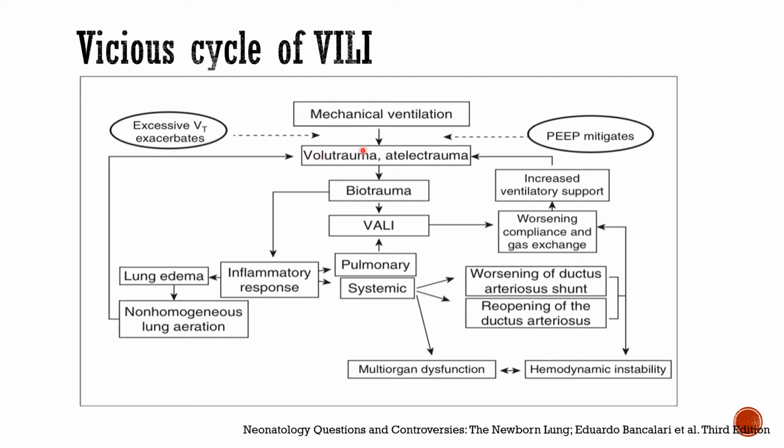Vicious cycle of ventilator-induced lung injury. So mechanical ventilation, as we have seen, leads to volutrauma and atelectrauma, in turn leading to biotrauma, which leads to ventilator-induced lung injury, which leads to pulmonary as well as systemic inflammatory response. The pulmonary inflammatory response leads to lung edema, non-homogeneous lung aeration, in turn leading to volutrauma and atelectrauma. And the systemic inflammatory response can worsen the ductus arteriosus shunt, multi-organ dysfunction, hemodynamic instability, which in turn compromise lung perfusion and gas exchange, in turn leading to increased ventilator support.